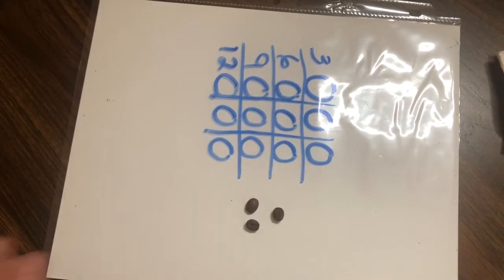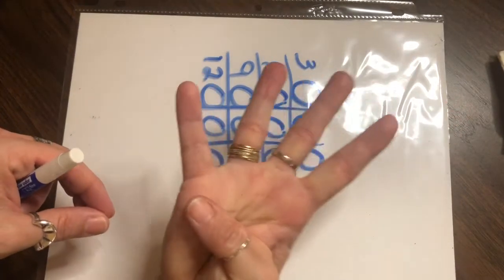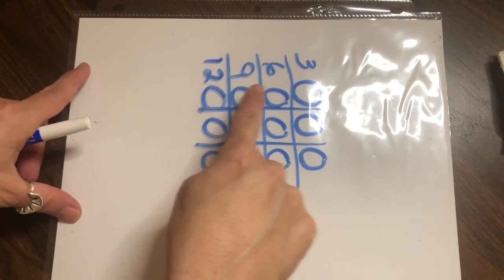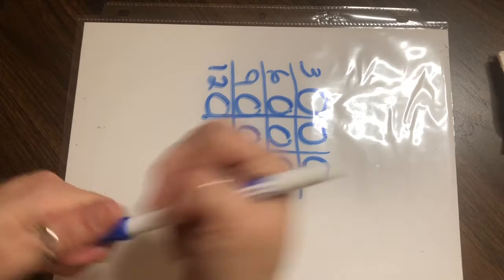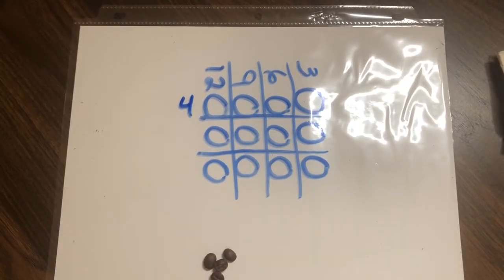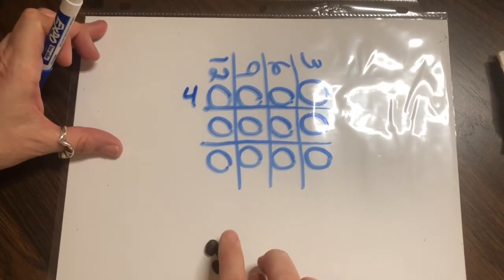What other number can I skip count by? Show me with your fingers. 4. 1, 2, 3, 4. So maybe you know what the next one is in the skip count by 4 strategy, because it's a doubles fact. Maybe you're going to use your counters.